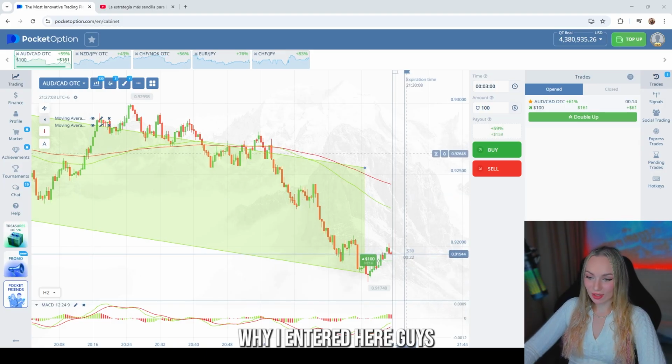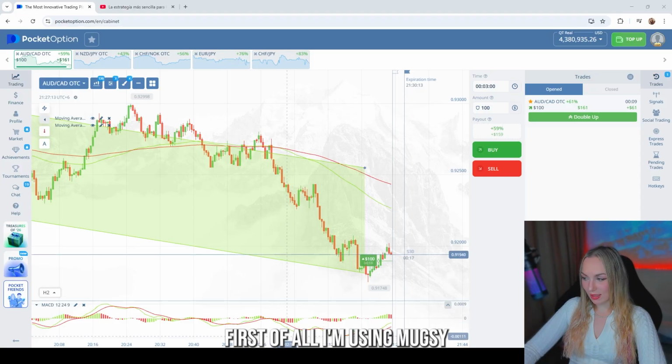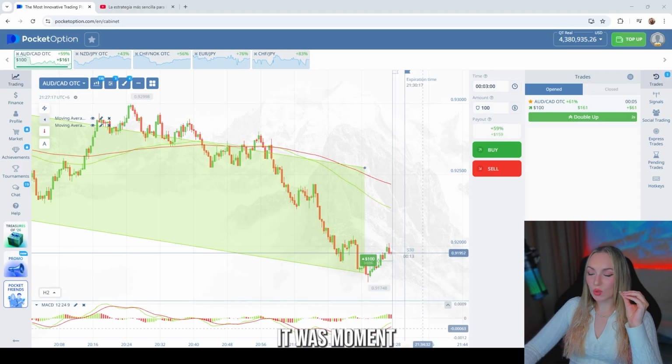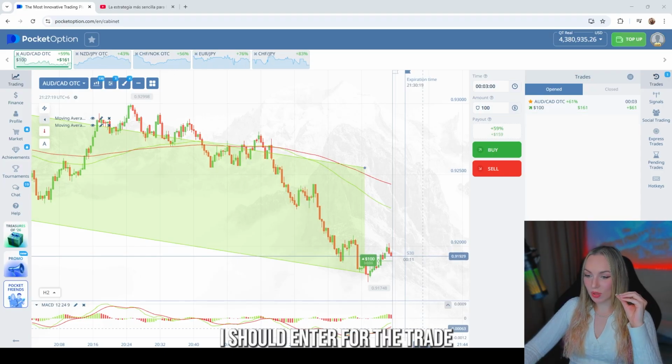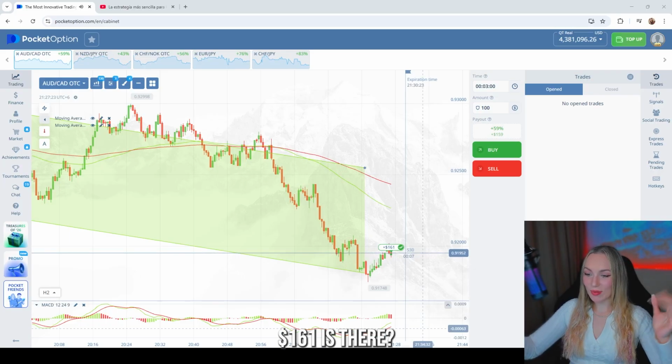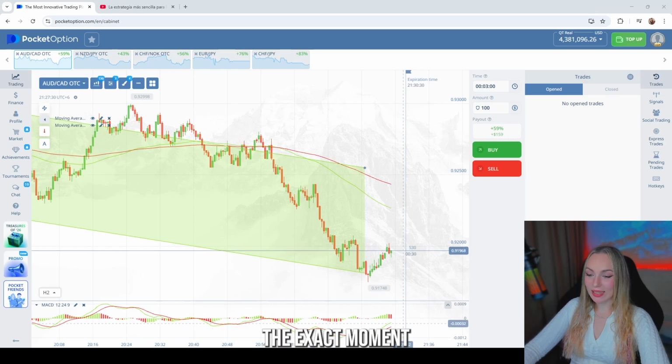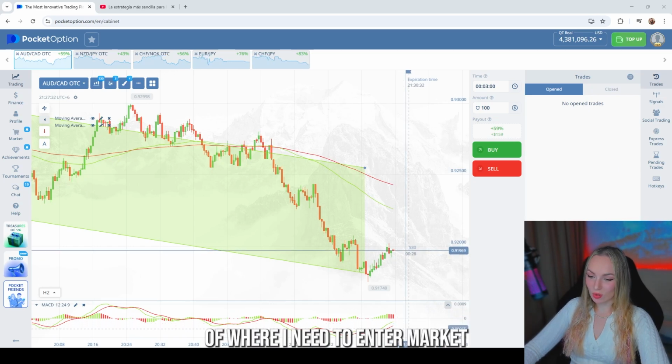Why I entered here, guys? First of all, I'm using MACD, and MACD shows me when exactly, at what moment I should enter for the trade. 2, 1, yay! $161 is there. So yeah, guys, MACD shows me the exact moment where I need to enter.